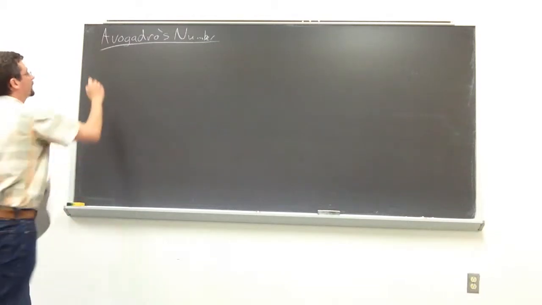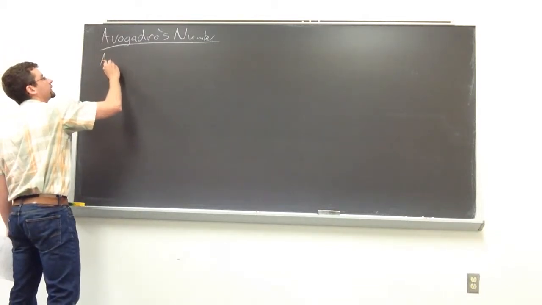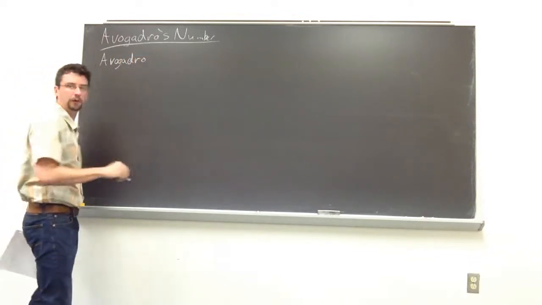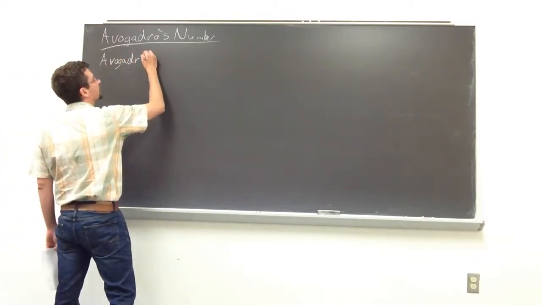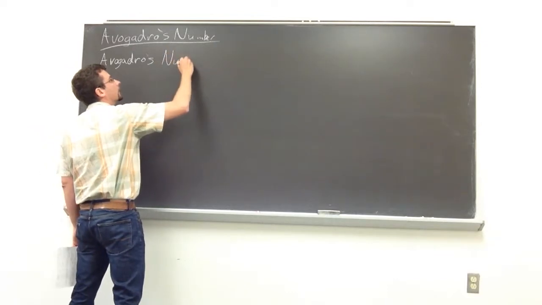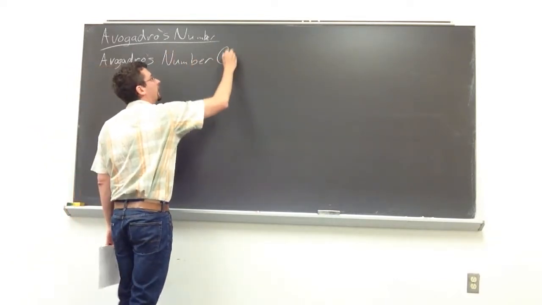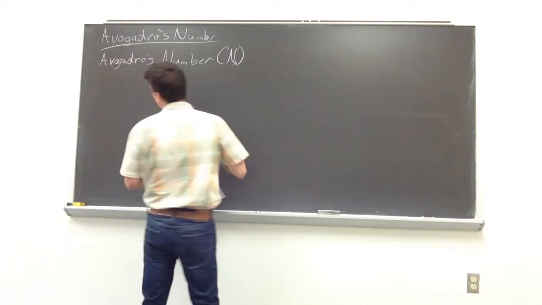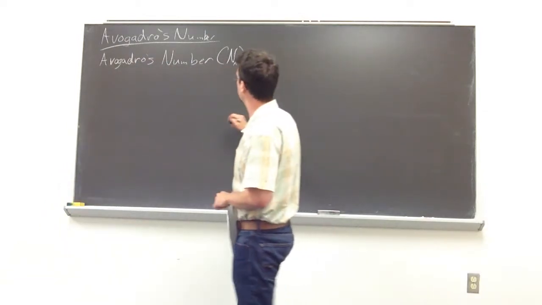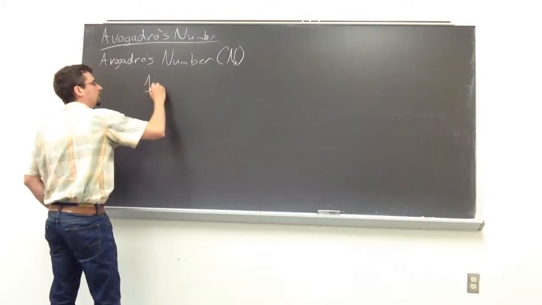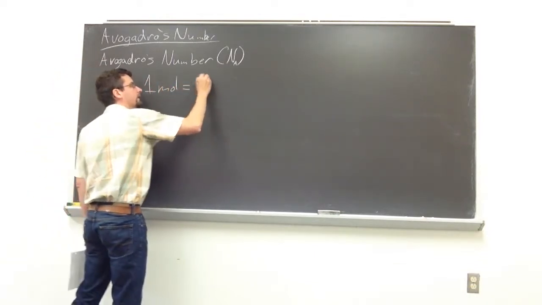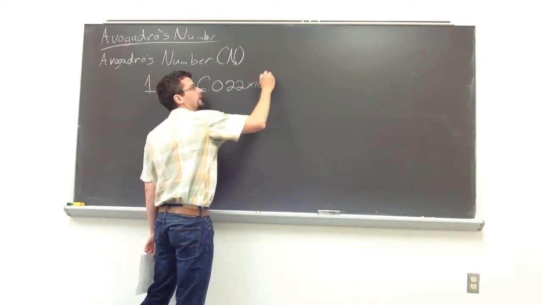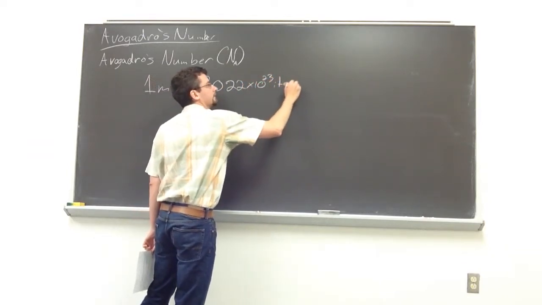And again, we shorten that to N sub A, so sometimes when you look in different textbooks or different reference sheets, you'll probably see the symbol N sub A for Avogadro's number, and it's the number of particles that are contained in 1 mole. So 1 mole will have 6.022 times 10 to the 23rd items.